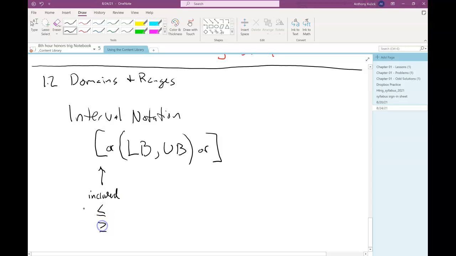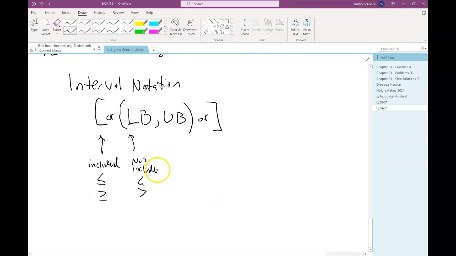Oftentimes, if the set is formed using an or-equal-to inequality, you'd have it included, with a bracket. Or the parenthesis would indicate that that value is not included. Again, there you'd have strict inequalities. And the same thing at the upper bound. I'm not going to rewrite that information, but the bracket and parenthesis mean the same thing at either end, right? Included.